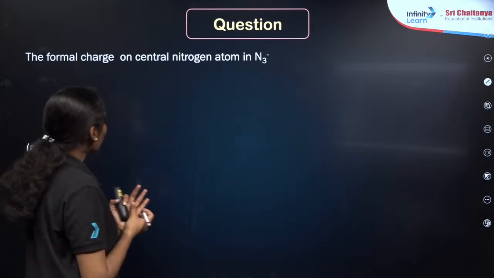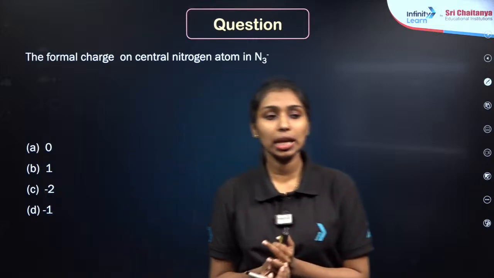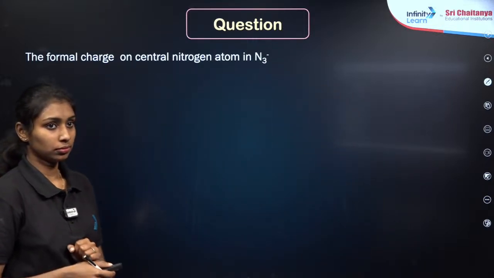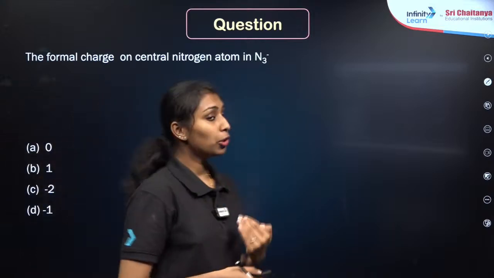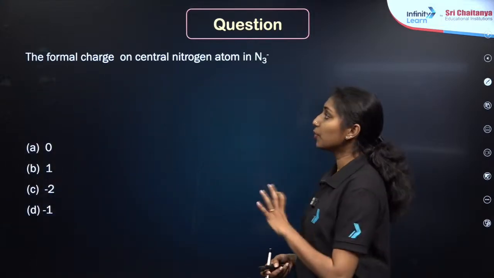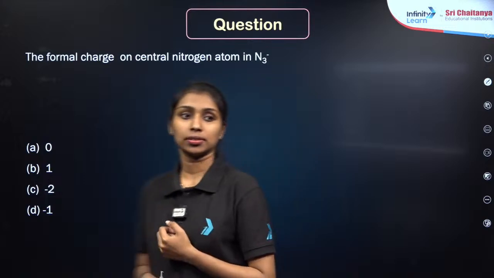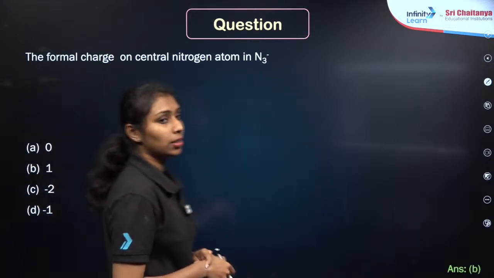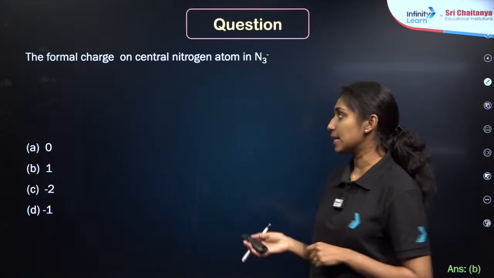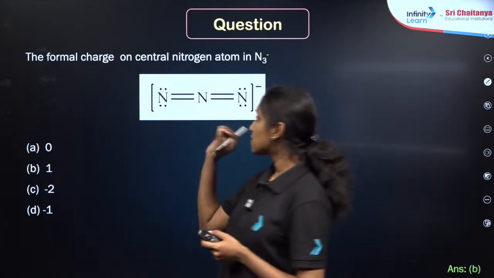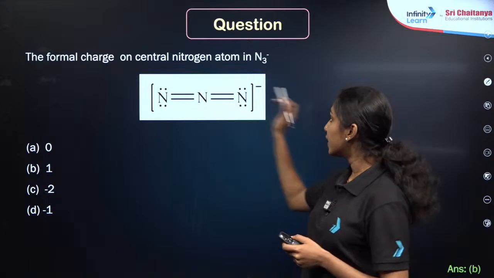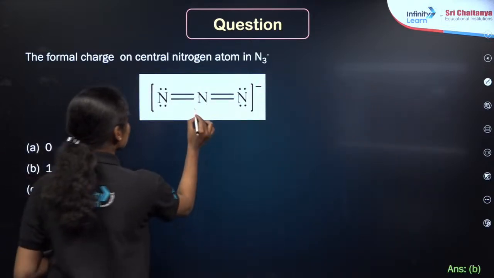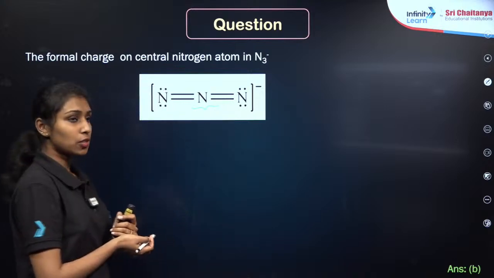Okay, now here is the last question from this session. Find out the formal charge on the central nitrogen atom present in N3 minus, that is the azide ion. According to the rule, you have to find out the Lewis dot structure, then find out the formal charge. What will be the answer? Option B, right? 1 will be the answer. So, this will be the Lewis dot structure of the azide ion N3 minus. You have to find out the formal charge of the central atom, right? This nitrogen.